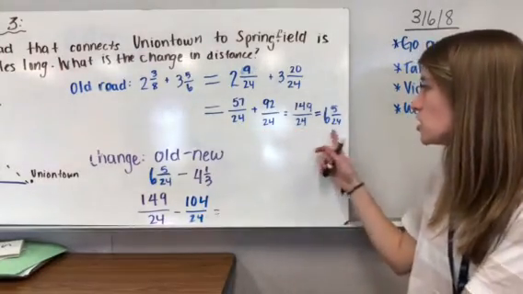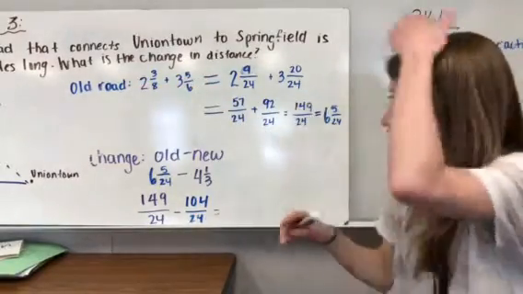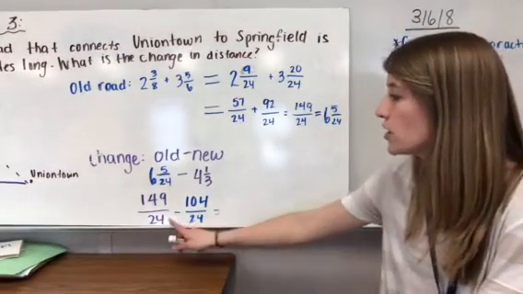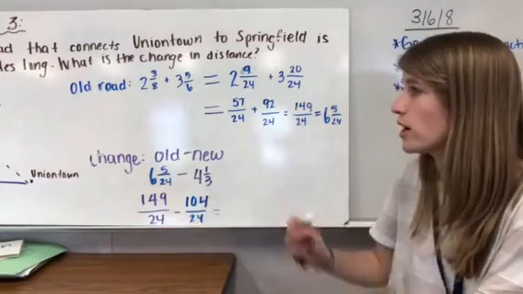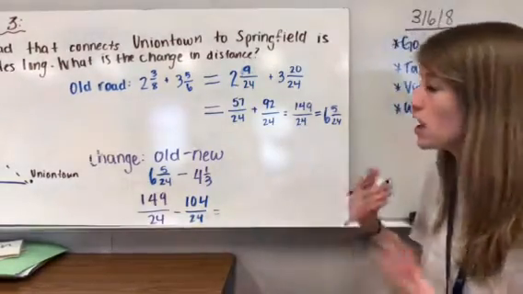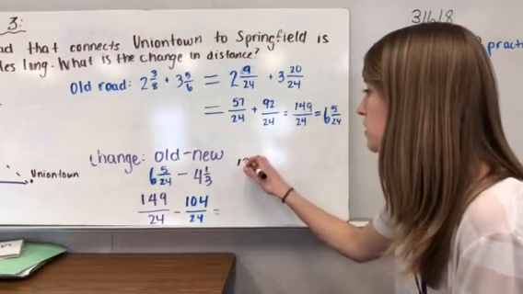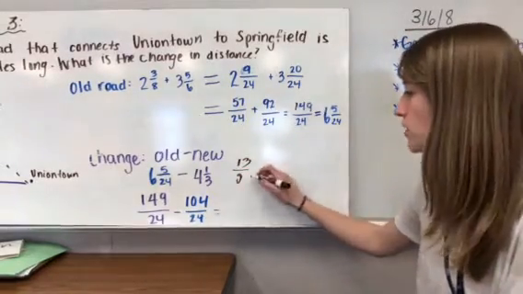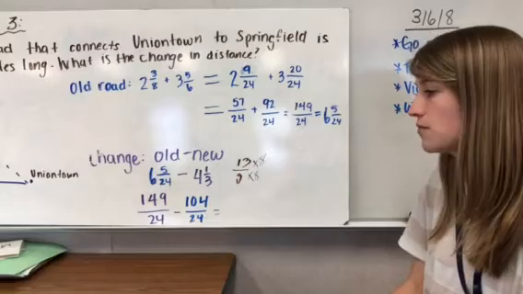Now, this initially starts with 6 5/24, but I want to know what's the change, so what's the difference? So I'll subtract 4 1/3 from 6 5/24. I already know that 6 5/24 is 149 over 24. Let's go ahead and make 4 1/3 into an improper fraction, and then we'll get it to be common denominators. 4 times 3 is 12, plus 1 is 13. This is 13 over 3. Now I know that in order to have a denominator of 24, I need to multiply numerator and denominator by 8. That gets me 104 over 24.